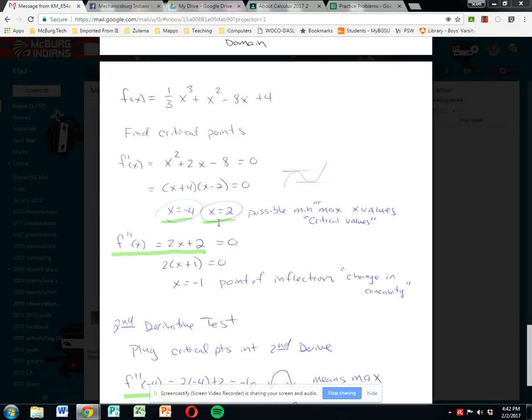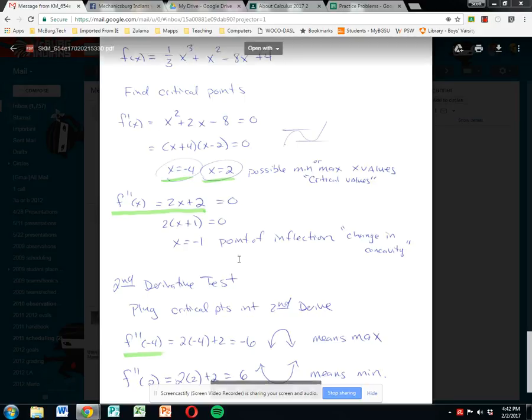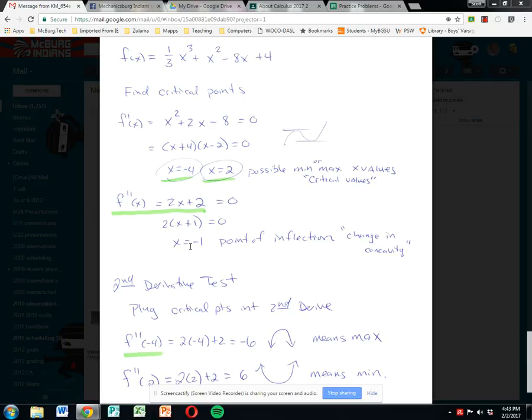These are what we call critical values. They're possible mins or maxes. So one way to check them out, we'll do this in a second, is the first derivative test. I'll show you that, but I'll also show you the second derivative test. Second derivative test says, if I take the second derivative and I set it equal to 0, I get what's called a point of inflection. Those are what's called changes in concavity. So a thing that's concave up changes to concave down. That usually happens at a point of inflection. In this case, it's x is negative 1, the value that makes the double derivative equal to 0.